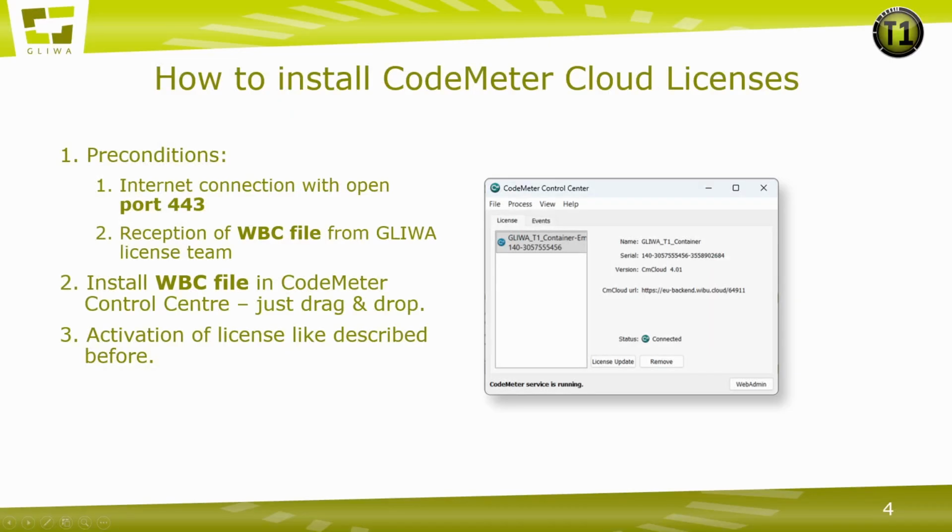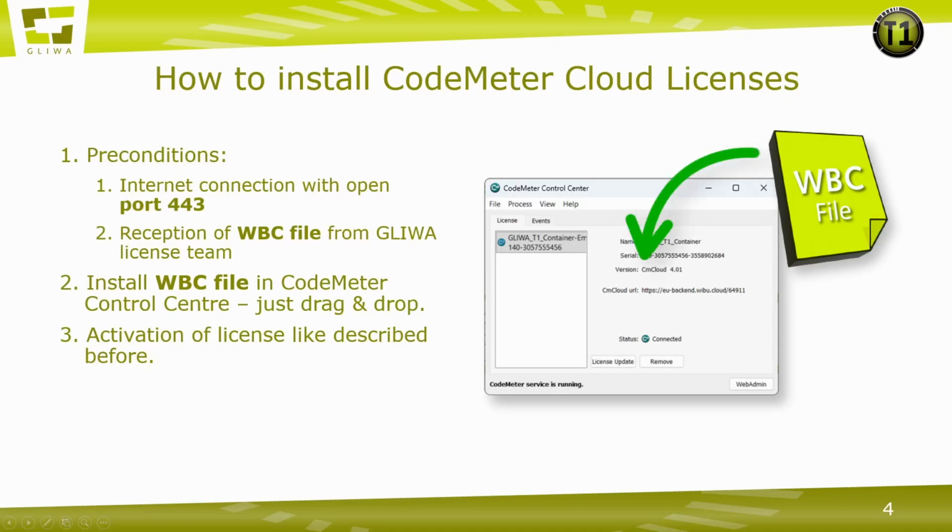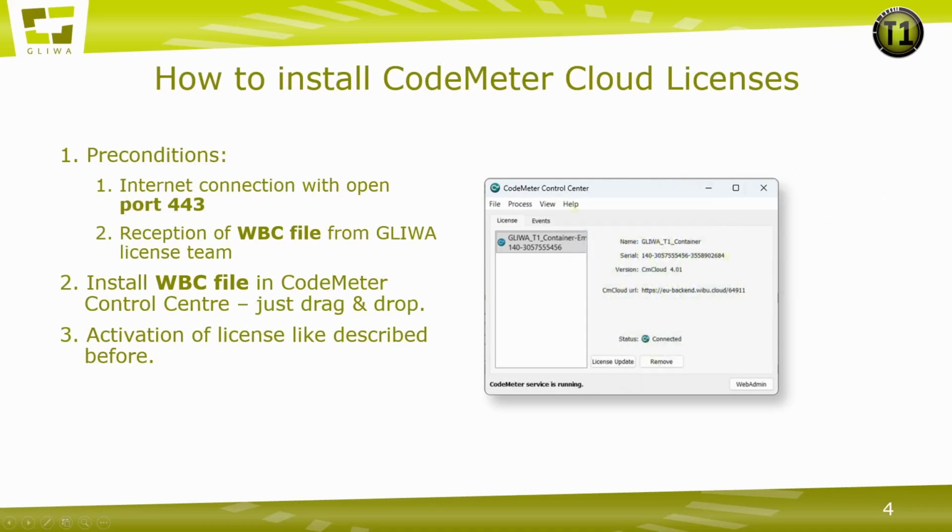Let's describe the installation of cloud licenses now, which is quite straightforward. As a precondition, port 443 must be open to connect to the cloud infrastructure, and you must receive a WBC file from the Gliwa license team which contains the certificate for the CM cloud container. For installation, just drag and drop the WBC file to the CodeMeter Control Center. Finally, activate your license as described before.